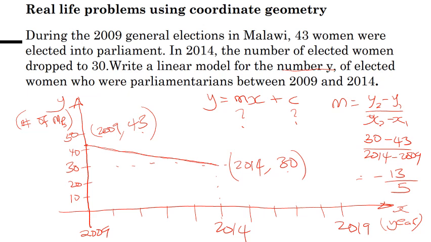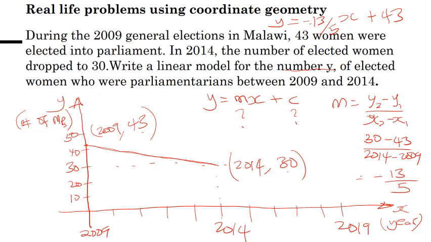Now c, we know, is the y-intercept. So what is our y-intercept? Our y-intercept is 43. We are together there. That's our y-intercept, 43. Which means our model is y = minus 13 over 5 x plus 43.